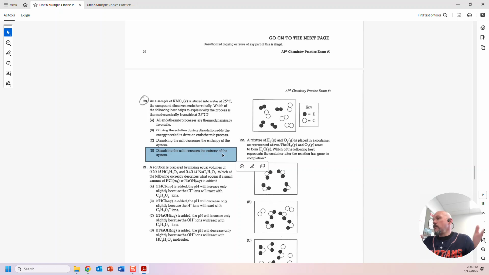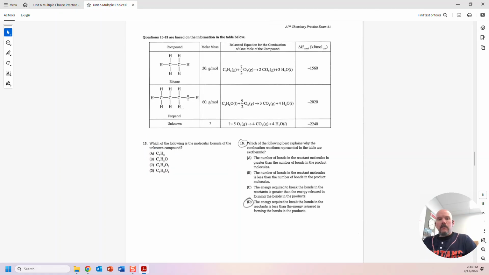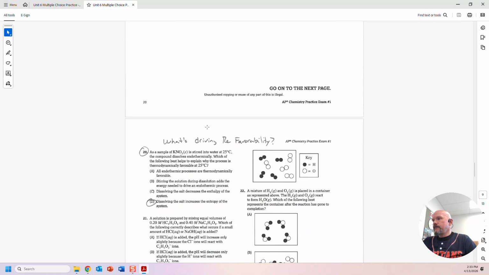And that's true. Solid salts have less entropy than aqueous salts, right? Aqueous salts are more chaotic because the ions are moving around in solution versus stuck in a solid structure. Okay, and we keep on going.